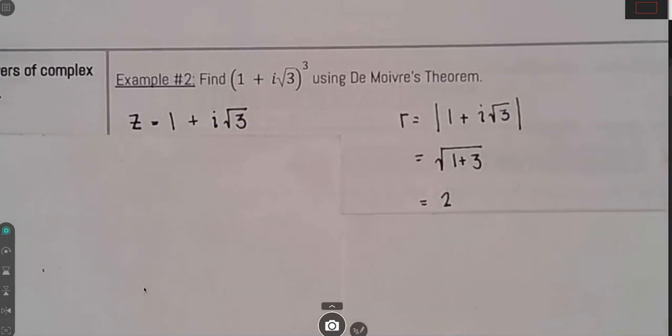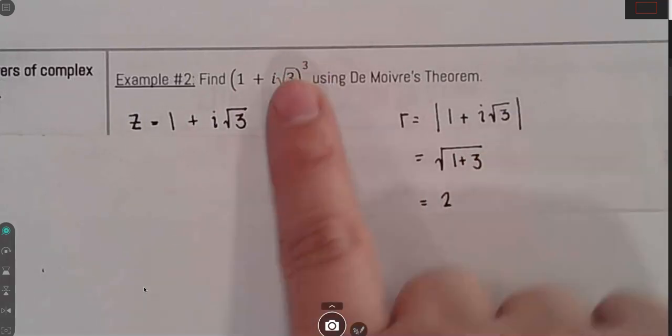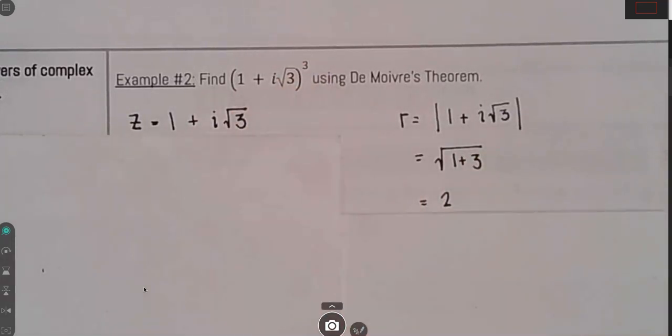So the radius is going to be basically the distance formula. It's the Pythagorean theorem or the distance formula, depending on how you look at it. Z is going to be 1 plus i root 3, and then we're going to find Z cubed. If you look at the formula, the argument inside is your Z, and whatever power you're raising it to, you're going to raise Z to that power.